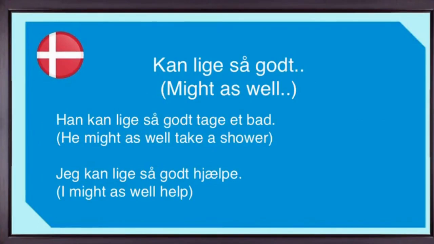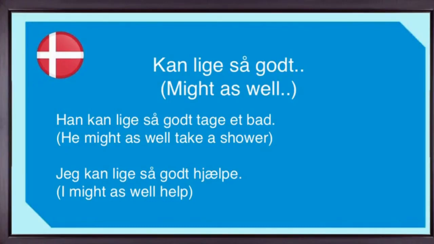I like this one. Kan lige så godt. So kan lige så godt is like might as well. Right? Like why not? There's no reason not to. You might as well do it. So I realized that out of a context, this can be a little bit hard to grasp. But you can always do a little Google search and see it in a context. Right? Or watch videos, because then you'll see basically everything that I talk about in context.